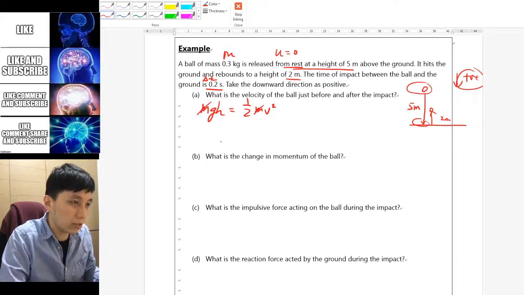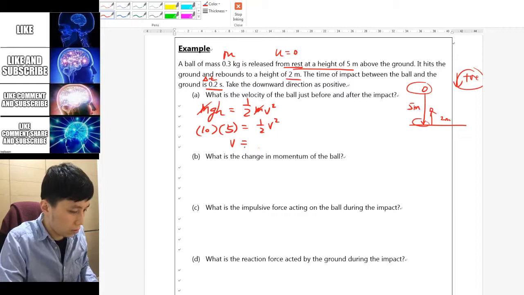So m will cancel out, and then g will be 10, h will be 5, and then v squared is the one that we want to find, and eventually we can find out v, and that is 10 meters per second.